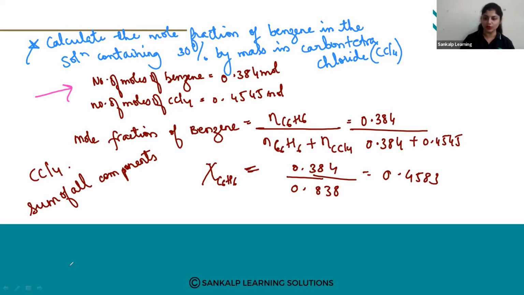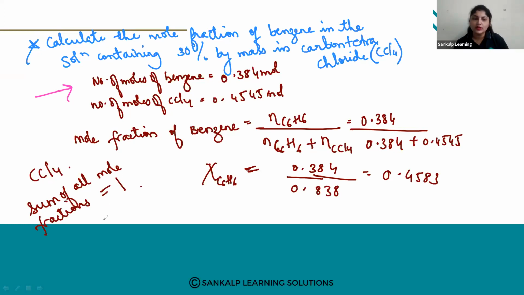The sum of all mole fractions is equal to 1. So remember this. Now, the sum of all mole fractions is equal to 1. You want to find it for CCl4, right? Sum of all means the mole fraction of CCl4 plus the mole fraction of C6H6 is equal to 1.